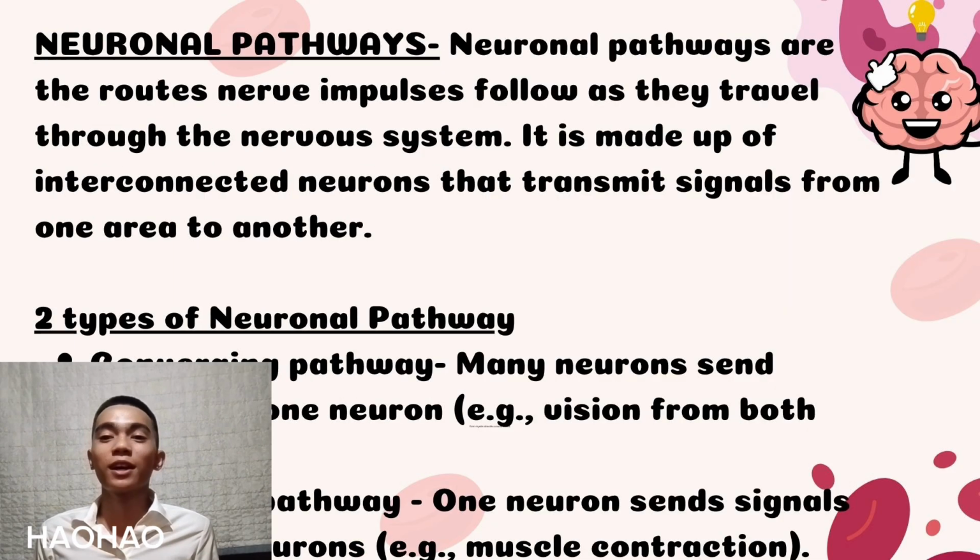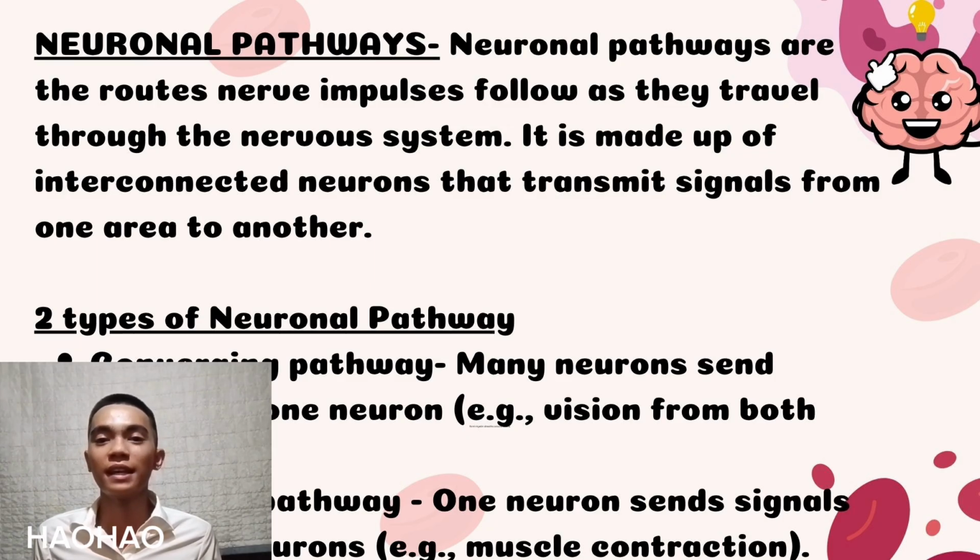So what are neuronal pathways? Yes, neuronal pathways are the routes nerve impulses follow as they travel through the nervous system. They are made up of interconnected neurons that transmit signals from one area to another. So there are 2 types of neuronal pathway.